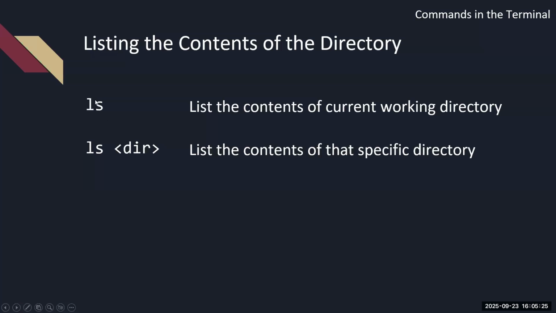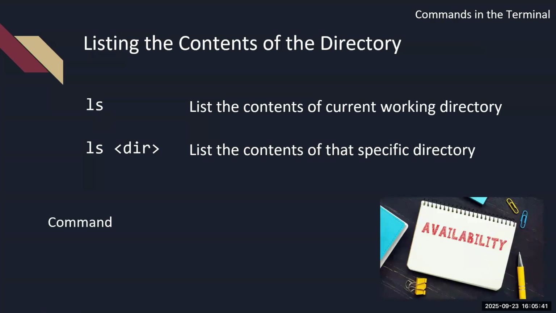So if you use ls only, that will print the current working directory items. And if you use ls with a directory name, it will list that specific directory. What are the contents in that directory, okay? And this is to check the availability of the files. And ls or cp, these are all commands, right? And the directory name is what we call the argument.